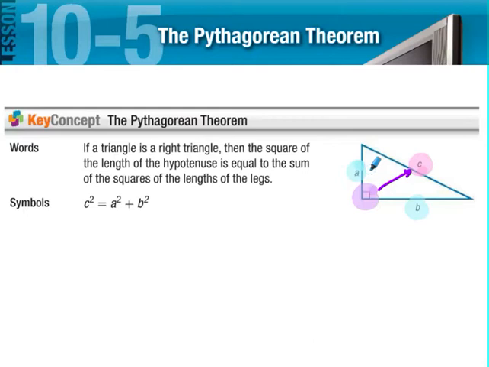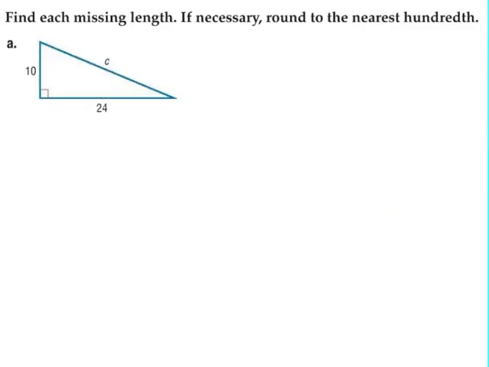So let's go ahead and look at an example and see what we end up having. Notice what this says. It says find each missing length, if necessary, round to the nearest hundredth. Now they're not necessarily going to say A, B, and C on these. We're just going to have to identify which one is which. So which one is the hypotenuse? C, because it's the side opposite the 90-degree angle. So I'm going to take my other two sides, square them, and add those together.